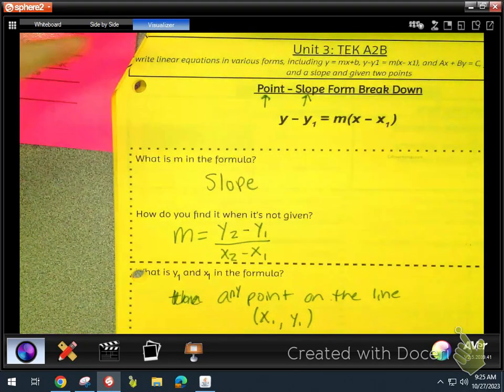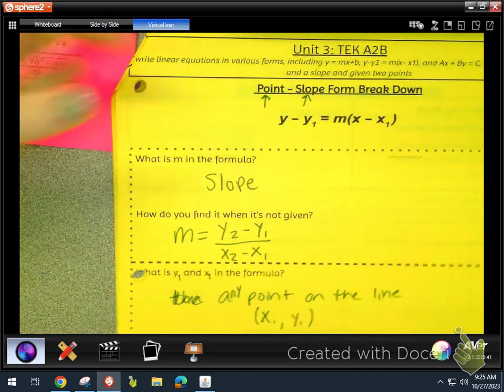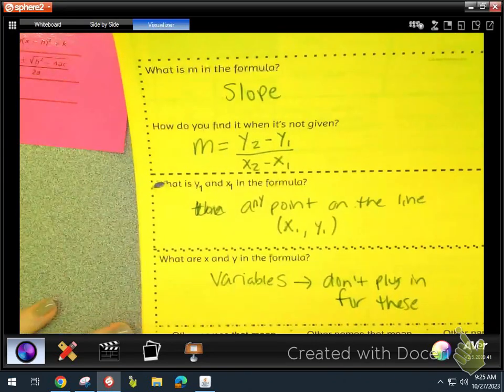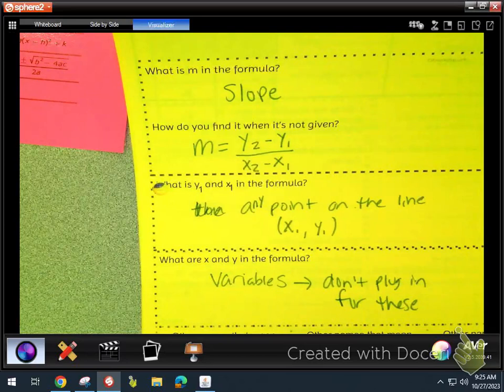And then this one was kind of weird. X and y in the formula, those stay as our variables, like the plain x and the plain y. I put on the note here, don't plug in a number for those. You've got to keep those variables in place. So the only thing you plug in for are the x1, y1, and m.